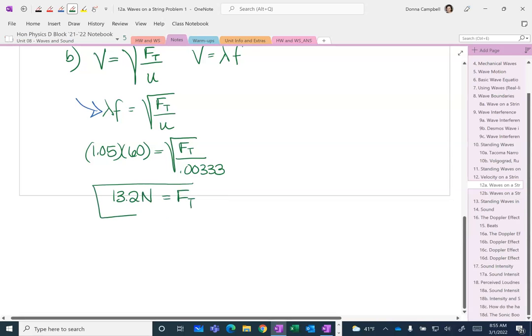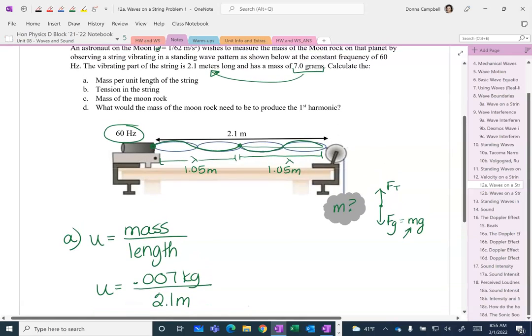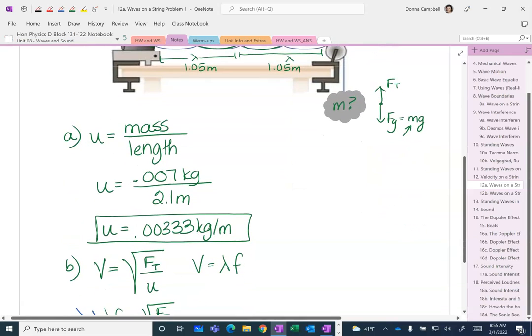Okay, so let's go back up and see what it wants next. The mass of the moon rock. Now we look at our free body diagram, and we know that the force of tension is equal to the force of gravity on the moon. The force of tension is 13.2. The force of gravity would be the mass times gravity on the moon, 1.62. Remember, g on the moon is 1.62. So the mass is 8.16 kilograms.